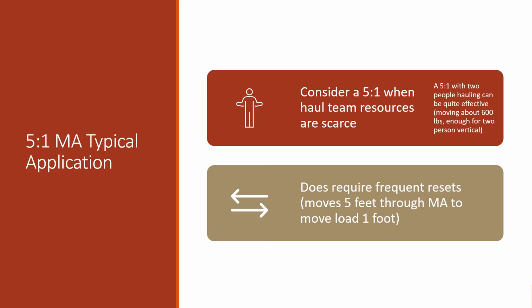5-to-1's typical if your haul team resources are scarce. Thinking more like confined space, weird alpine situations where you don't have a ton of people, you don't have a ton of capability, but you have enough hardware where you can make it happen. 5-to-1 with 2 people can move 600 pounds. So 2 people coming up vertically, no big deal. The big caveat again is those more frequent resets. So 5 feet moving at the haul team end for every 1 foot of load movement at the other end.